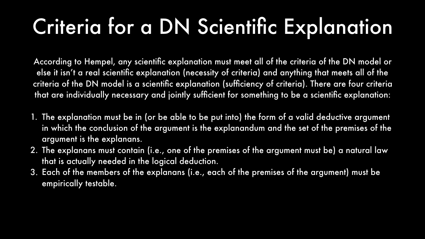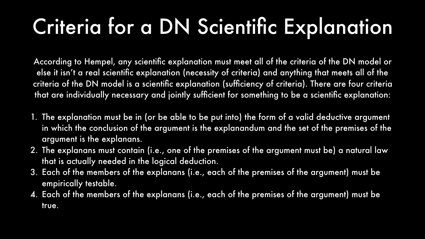3. Each member of the explanans, that is, each of the premises of the argument, must be empirically testable. That doesn't mean provable beyond all possible doubt. It just means that there is empirical evidence that is relevant to the truth or falsity of each of the members of the explanans. And 4, each of the members of the explanans, that is, each of the premises of the argument, must be true.